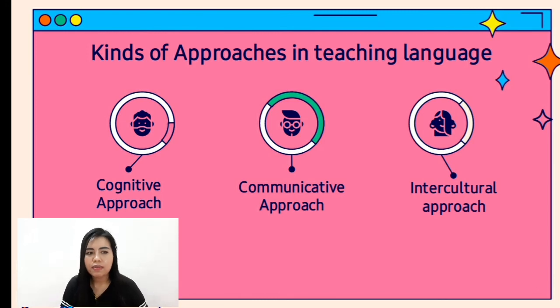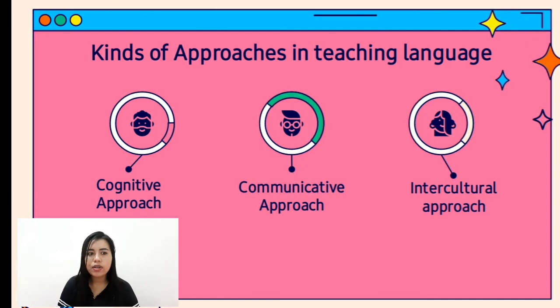Authentic materials mean that these teaching materials show the real situation in the target language country. Authentic materials are informative. On the other hand, these kinds of materials are oriented in language attitude and giving examples about the communication forms. Last but not least, intercultural approach has similarity with the communicative approach.